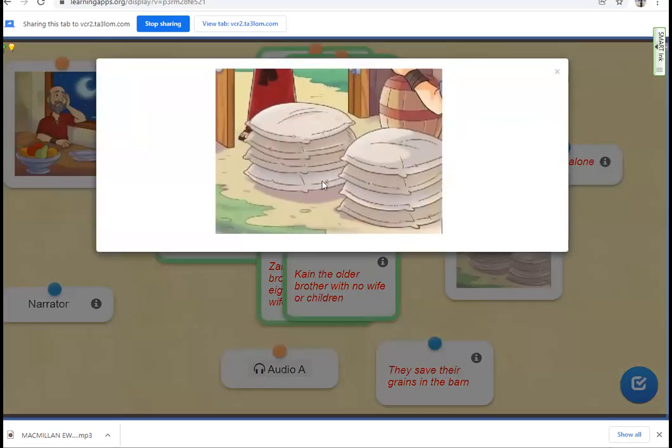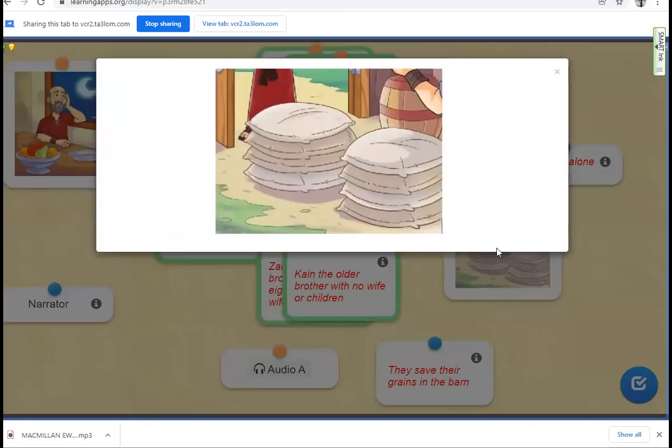Okay, what's this called, do you think? It's called a barn. In this barn, we have sacks of grain. You know grain? Something we make flour from, or we make bread out of it. Grain, the grain of wheat, as you see.